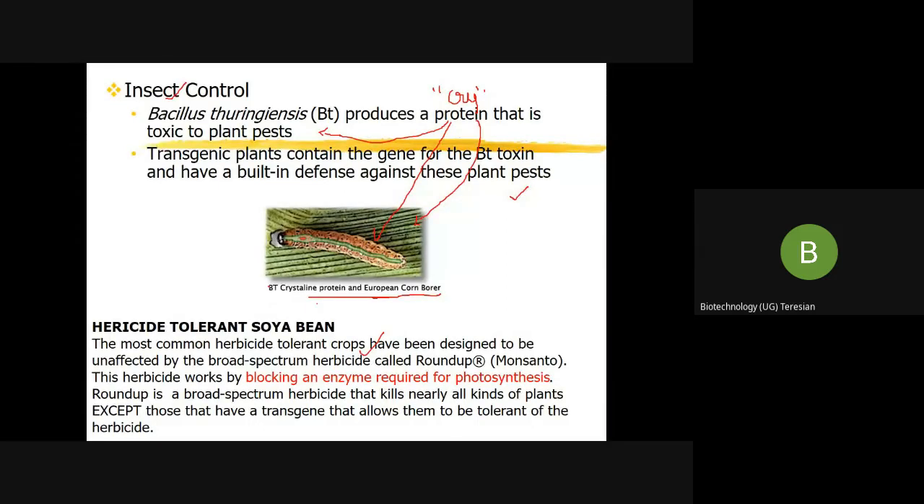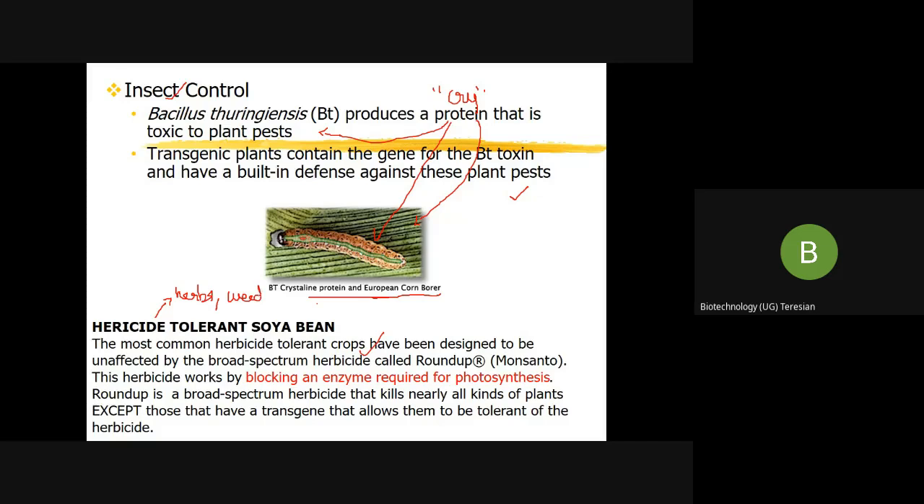The next is the herbicide tolerant soya bean. This also we should study in detail. For the time being, remember this, herbicide tolerant soya bean. What are herbicides? Herbicides are those which are used to kill the herbs or the weeds, unwanted plants. Okay, unwanted plants like herbs, weeds. Because what happens if they are in the field? They consume all the nutrition and nothing is left for our plant.